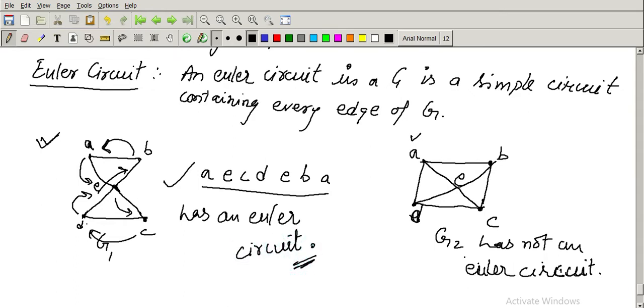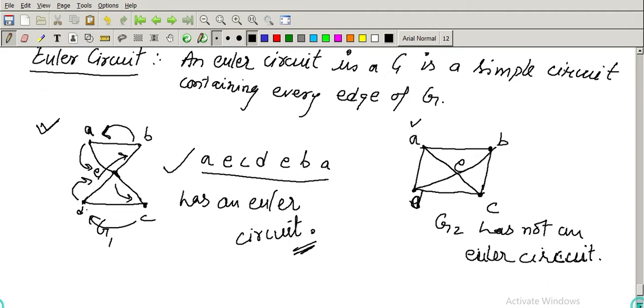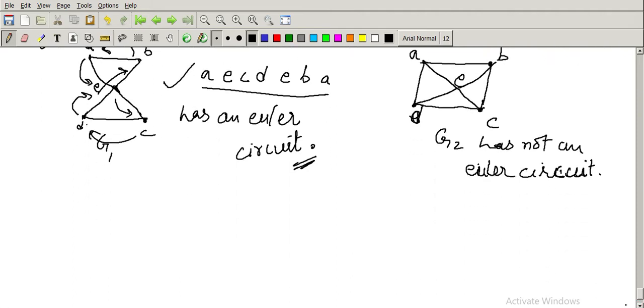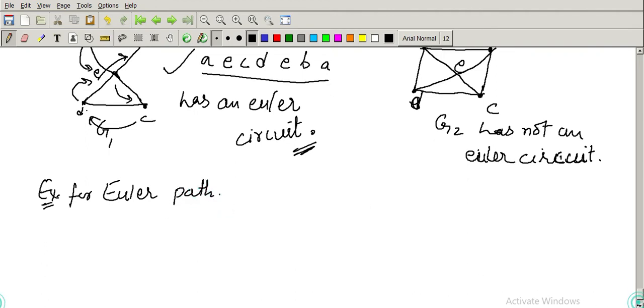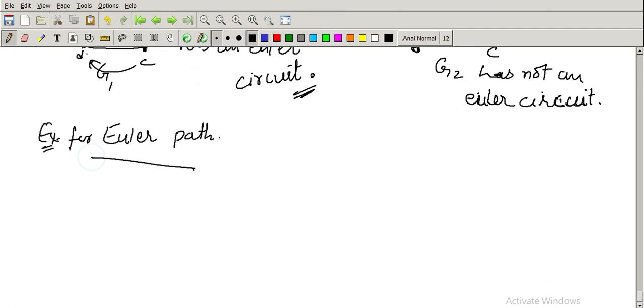Okay, now we move to another concept. So path is very simple. If you find a path, then it is very simple. Now let's take an example for Euler path, so that you can better understand the concept of Euler path. And then I will move to the Hamiltonian path and circuit. So let me draw a graph for it.